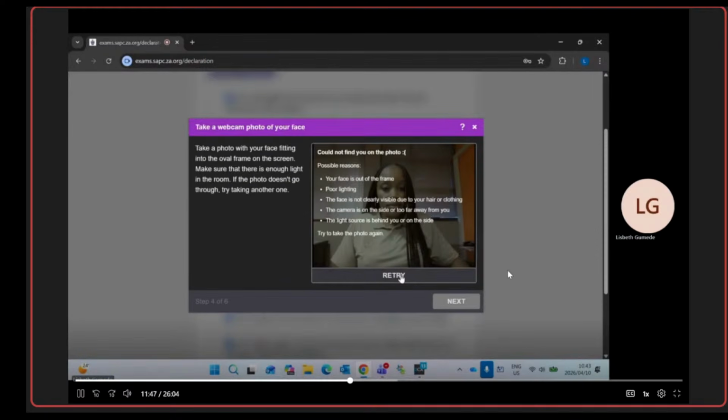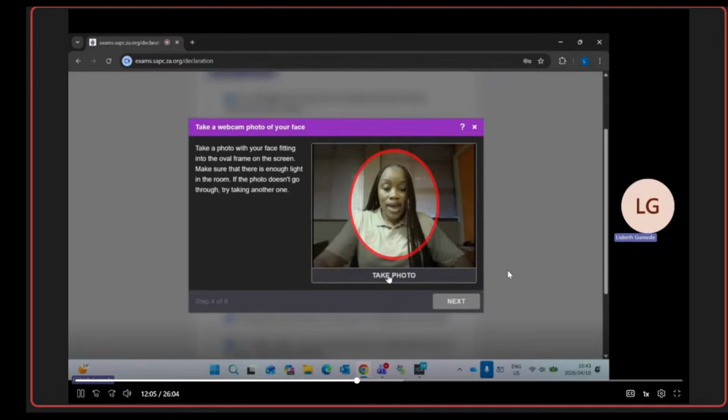All right. So as you can see, they are saying that there was too much going on when it comes to my photo. There were too many things, there's poor lighting. So now I need to reposition myself and click on retry. If it's saying that there's something wrong with your picture, just click retry and then see if you can reposition yourself and click take photo.